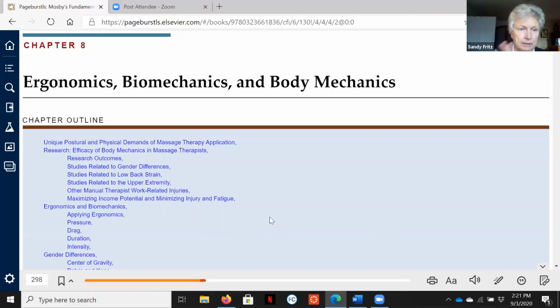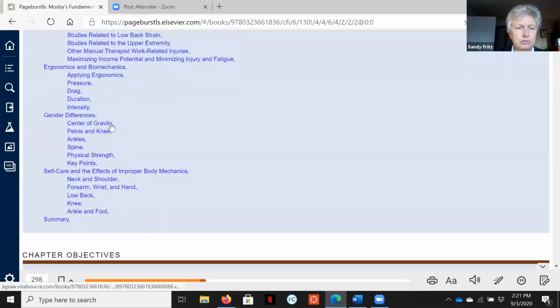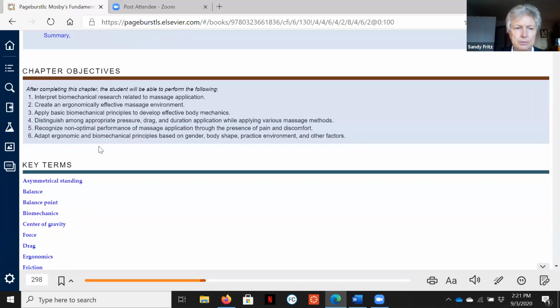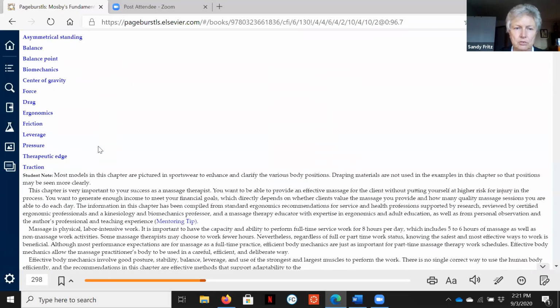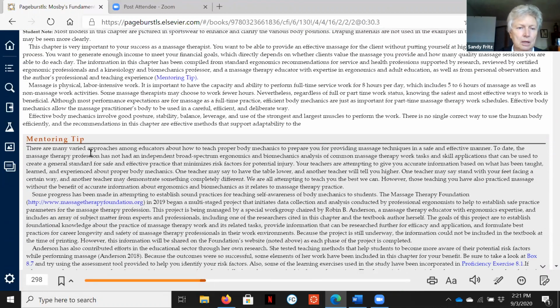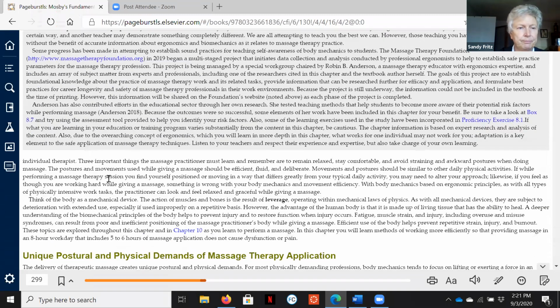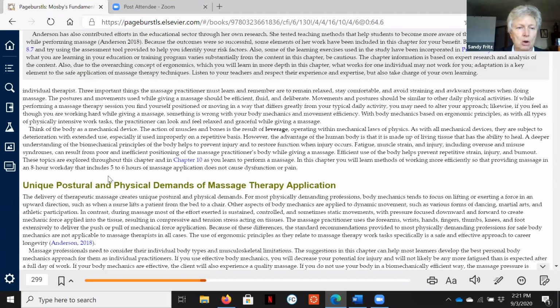Ta-da. Okay. So as you're using the textbook as a teacher, here's your chapter outline. Here are the chapter objectives, and here are the key terms. And then here is the kind of chapter overview. Always stop and take a look at your mentoring tips. And here's a link out to the Massage Therapy Foundation, which I just mentioned.